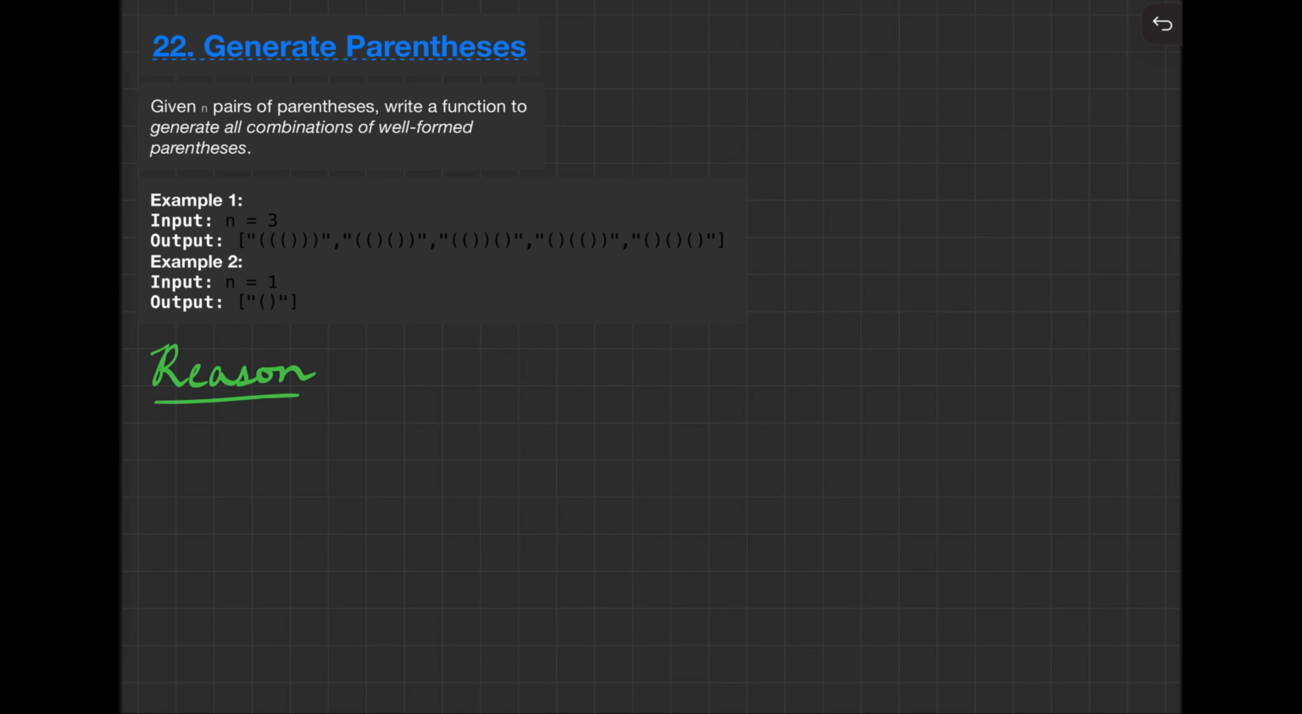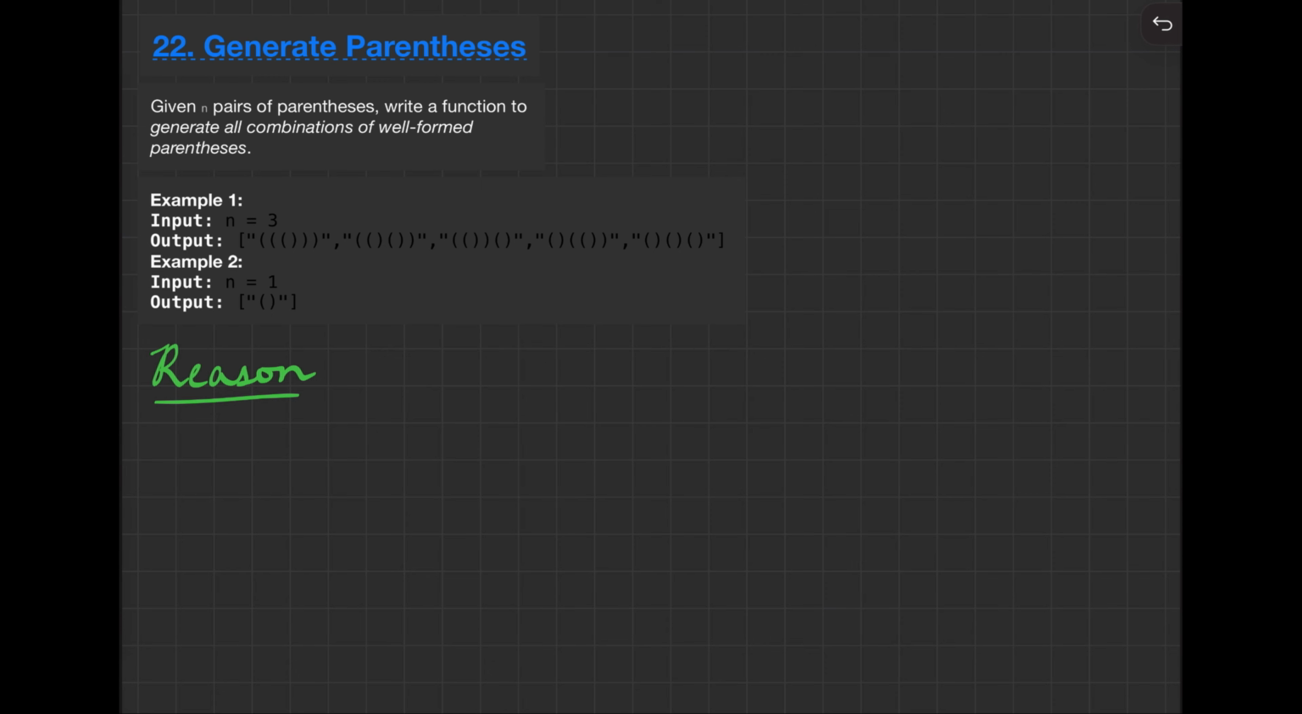So here we'll look at the question, reread the problem statement and make sure that we understand what the problem asks us to solve. The problem statement says that we are given n pairs of parentheses and we have to generate all combinations of well-formed parentheses. Let's look at example number 2 here, where n is given as 1 and the valid parenthesis is open and close.